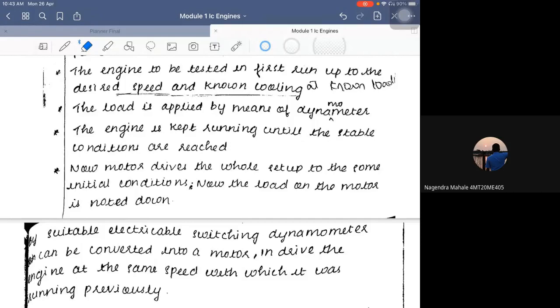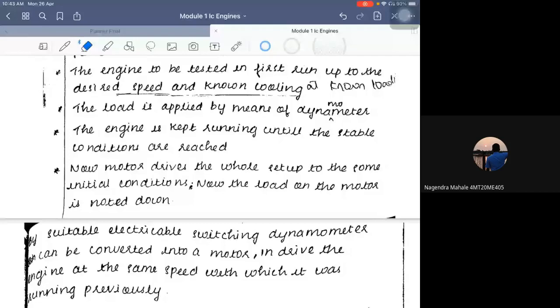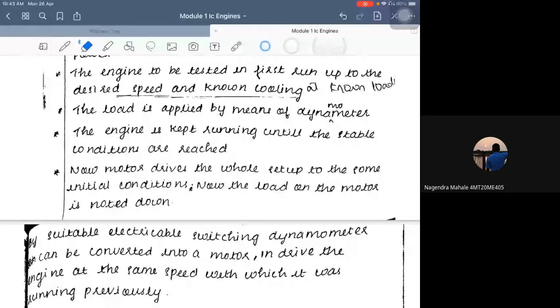Anyone understood how it is done? Chant? Mohan Chandra? Marvan? Any idea, guys? Yes, sir.